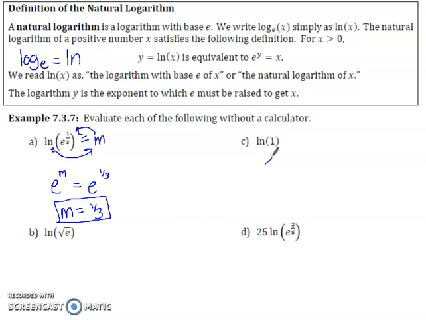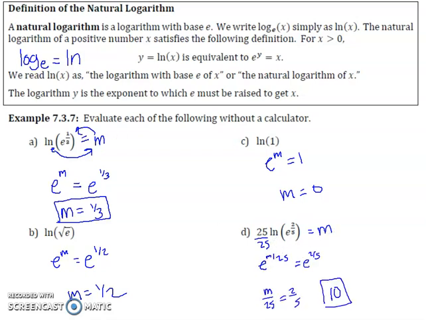C should be 0, e to some power equals 1, so that power is 0. Here e to some power is the square root of e, or e to the 1/2, so that power is 1/2. In this case, I would go ahead and divide by 25, and then we can write an equation and solve. Solving, I find that m is 10.